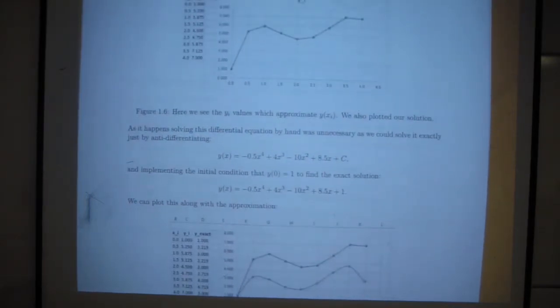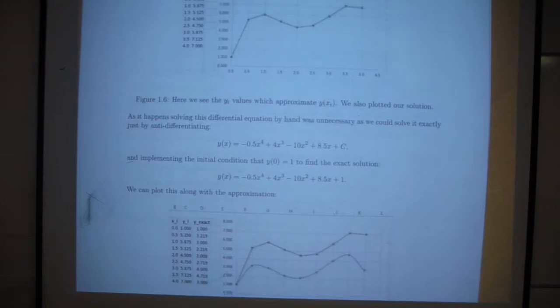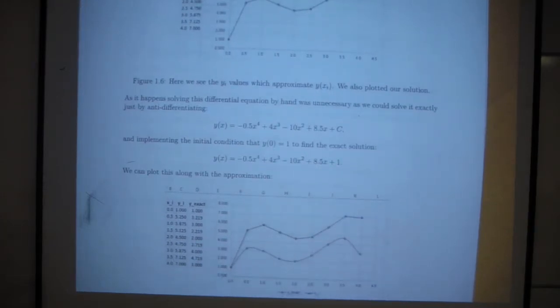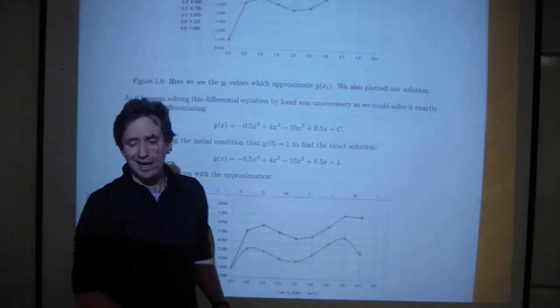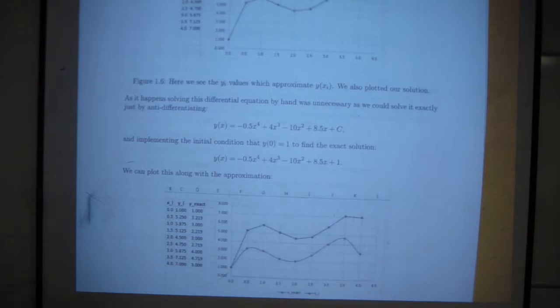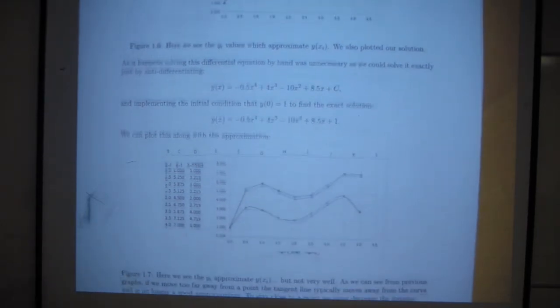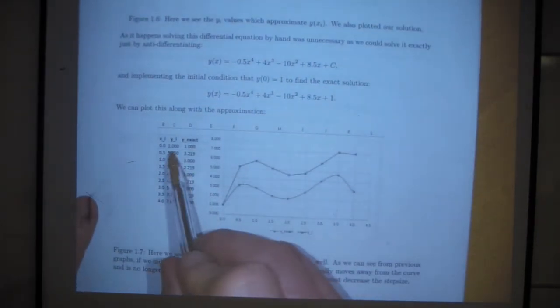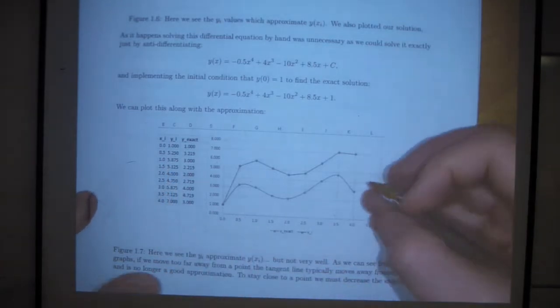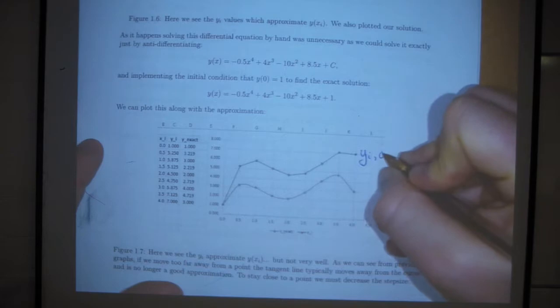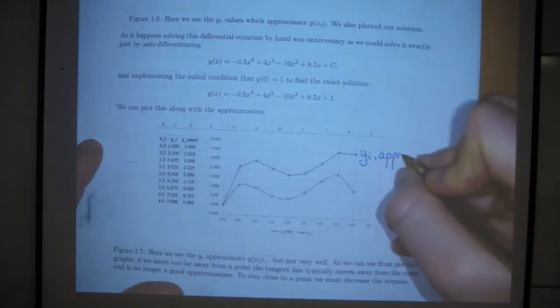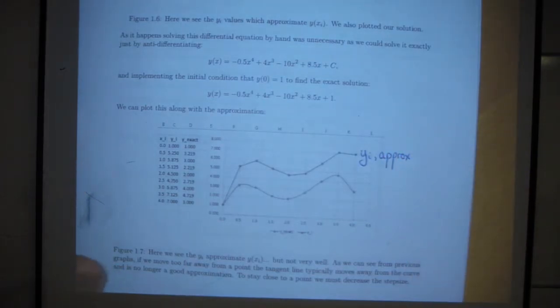So this is what you get from anti-differentiating, and then you substitute the initial condition in, and you find c. Now, if you can get the exact solution, why would you look at the Euler method? That would be stupid, I agree, but we want to show how the error works, and we want to picture what's going on. So what we have here is our Euler method approximations, these are our y i approx, joined up with straight lines, and then we have the exact solution.